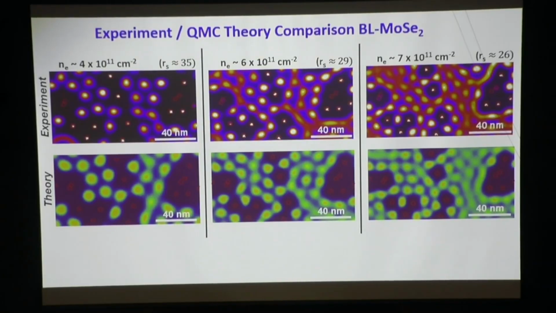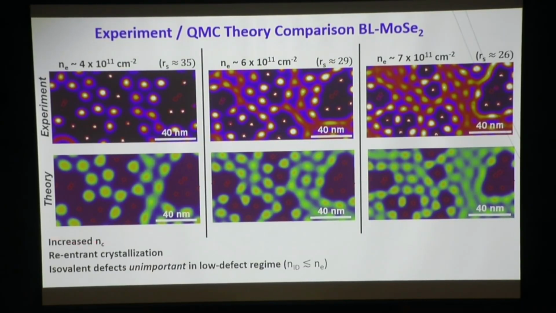And so this is the first time that anyone's ever compared quantum Monte Carlo to STM. And I think it works pretty well. And so, for example, they also see increased critical density, similar to what we saw. They also see the reentrant crystallization phenomena that we saw.